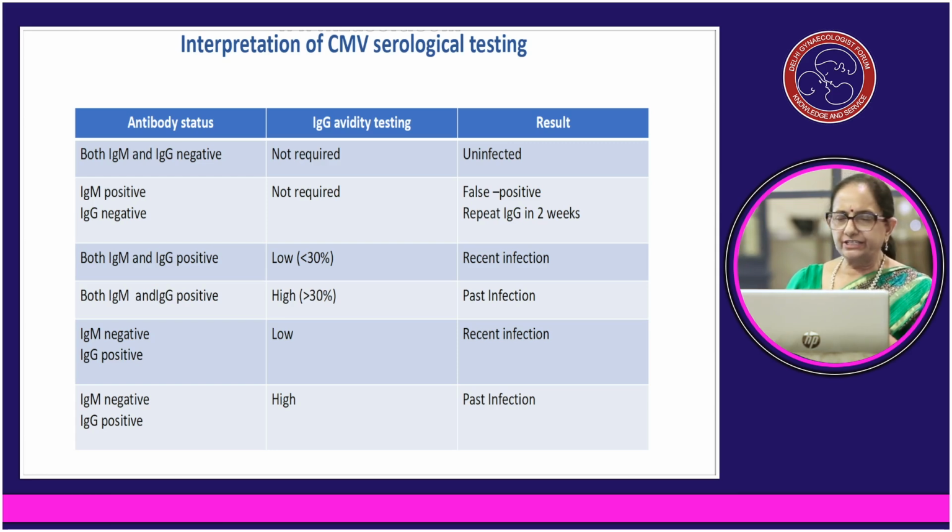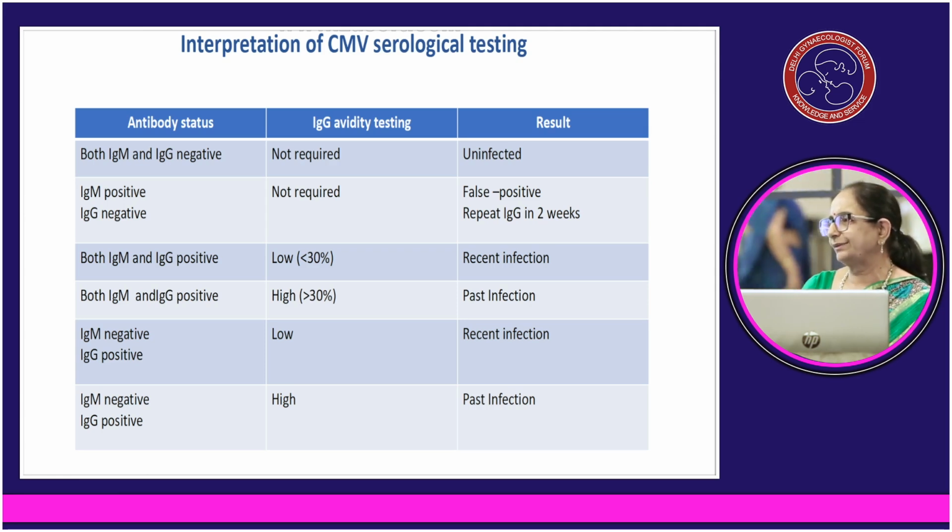If both IgM and IgG are positive and the avidity is low, that is less than 30%, it is a recent infection. If IgM and IgG are both positive and the avidity is high, it is a past infection. IgM negative but IgG positive in low titers means recent infection. IgM negative and IgG positive with high avidity means past infection. So invariably we don't have to be confused: if both the IgM and IgG antibodies are positive, we have to go for the IgG avidity test to confirm.